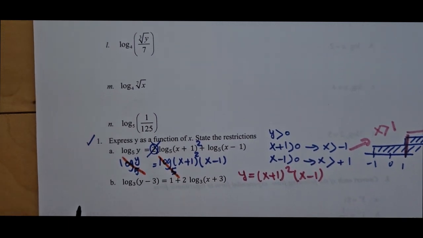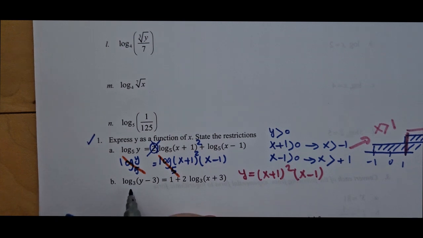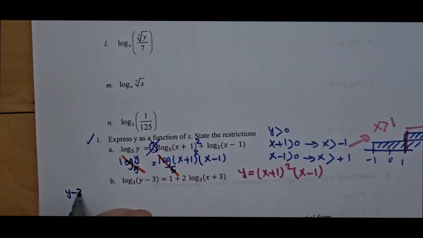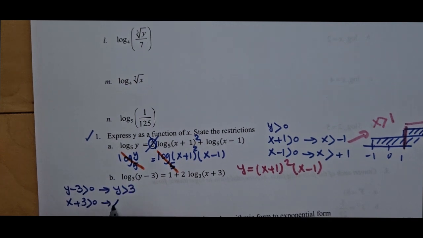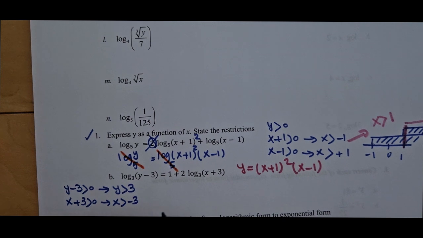Now let's do the b. So here you have a log here. You have a log here. First of all, let's start with the restriction. So y minus 3 must be greater than 0. On the other side, x plus 3 must be greater than 0. So from here, y should be greater than 3. And from here, x must be greater than -3.